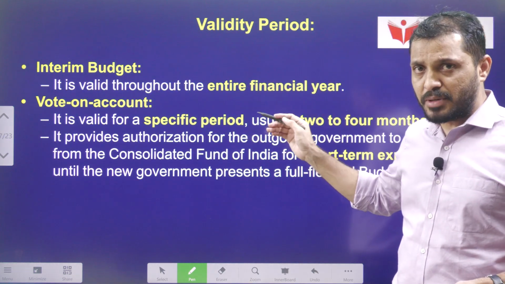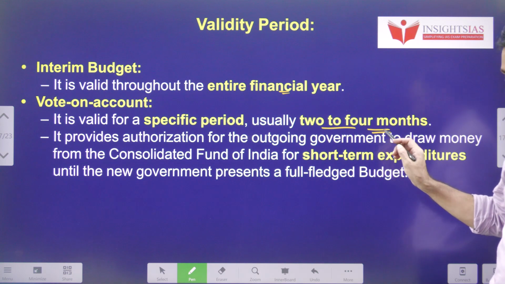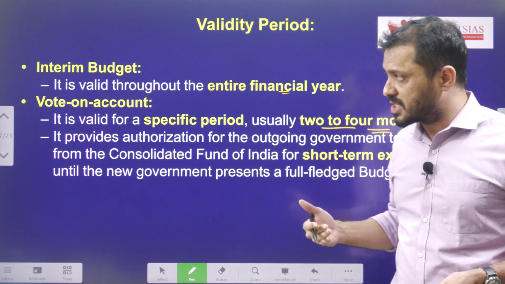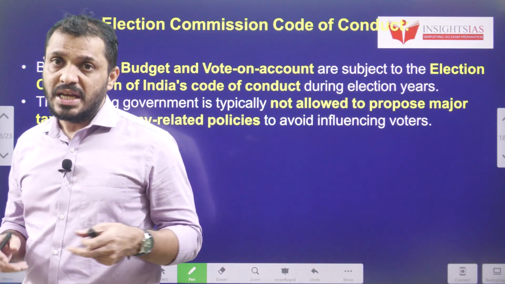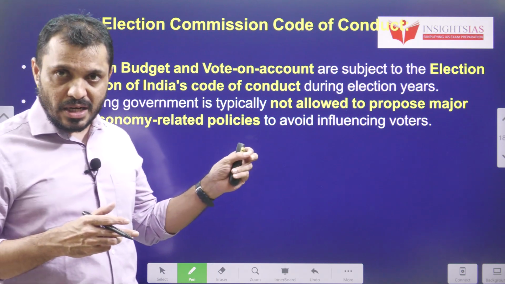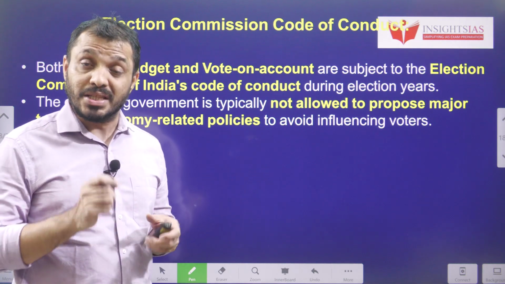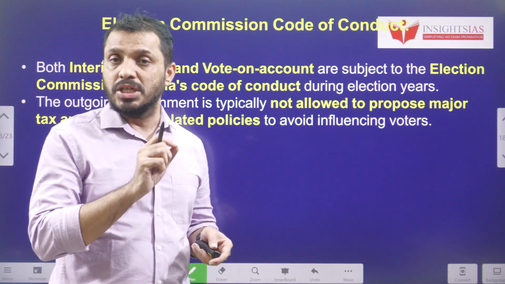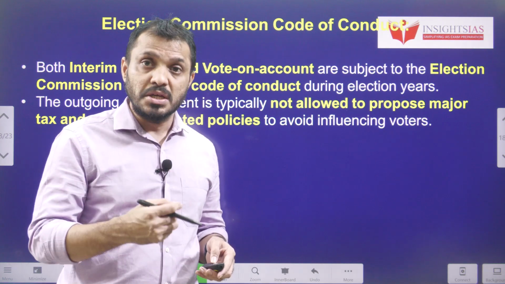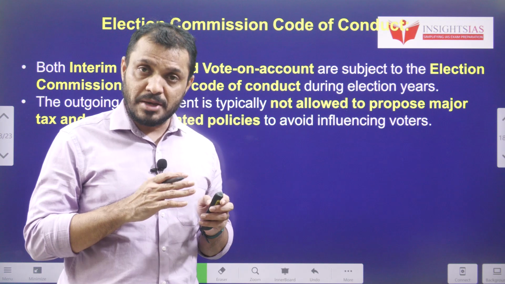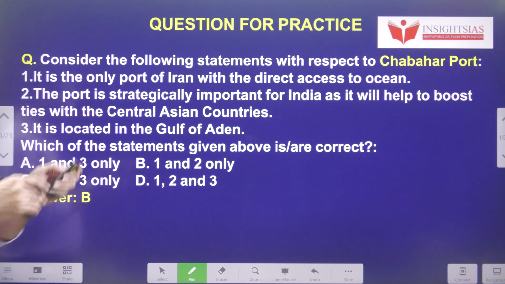Next, validity period. The interim budget is generally for the rest of the financial year, whereas the vote on account budget will generally be valid for 2 to 3 months till the full budget comes into effect. Next, the Election Commission. Whether it is the interim budget or vote on account budget, the Election Commission always emphasizes that these budgets should not influence voters' behavior, especially the interim budget, because in the interim budget the government has a chance to introduce tax changes as well. So through these tax changes or by announcing tax incentives, the government may affect the voter pulse. Those can be prevented by the Election Commission of India.